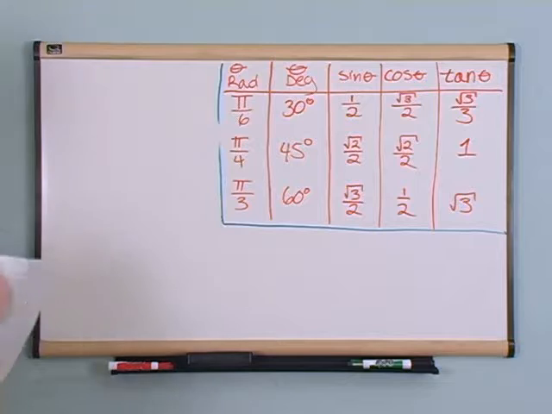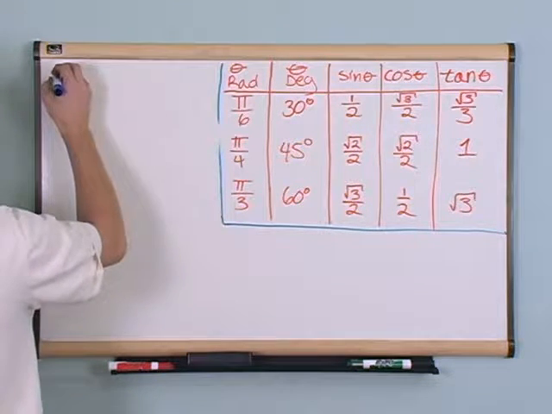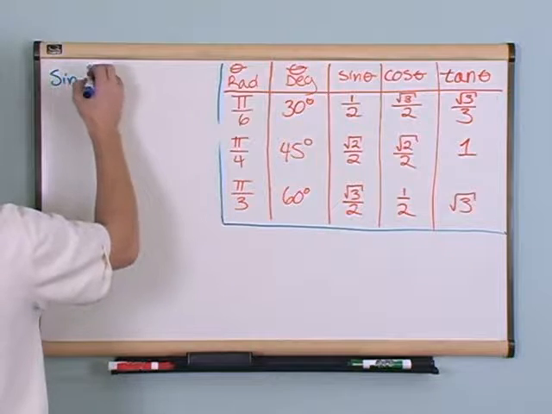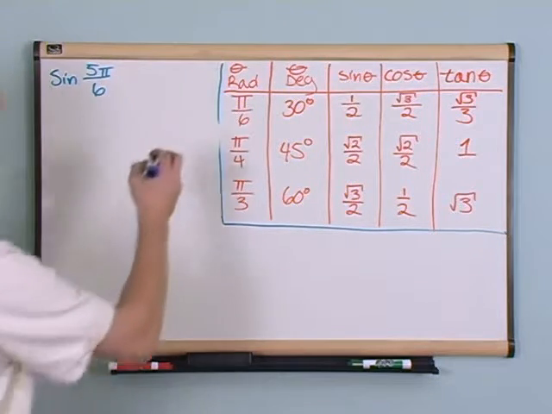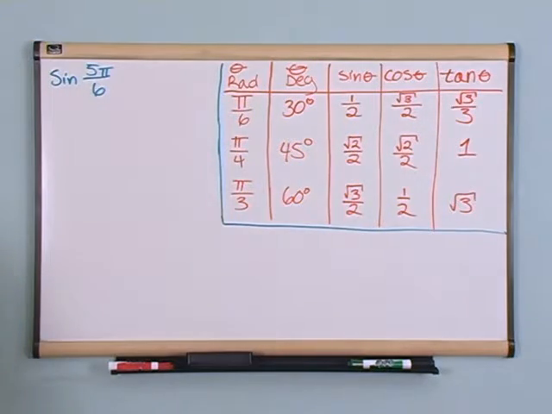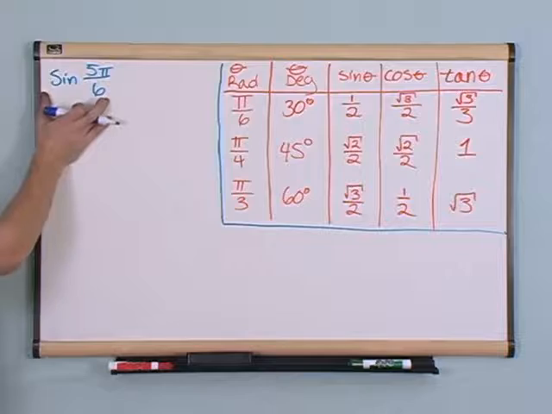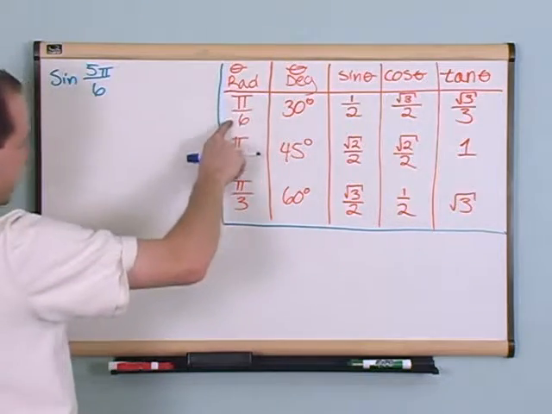Let's take an example. Let's say the problem is, what is the sine of 5 pi over 6? That is the problem here, and you need to find the answer. The first thing you need to look at is, I have a chart. This is 5 pi over 6. I know what pi over 6 is.